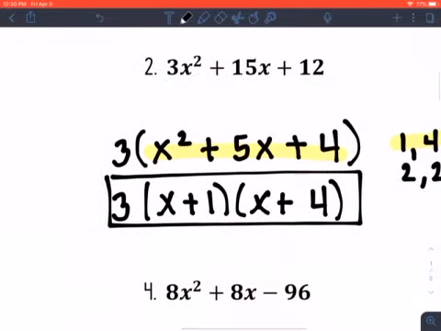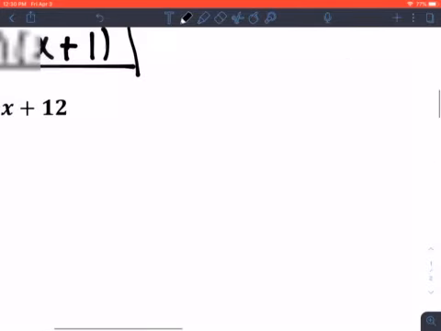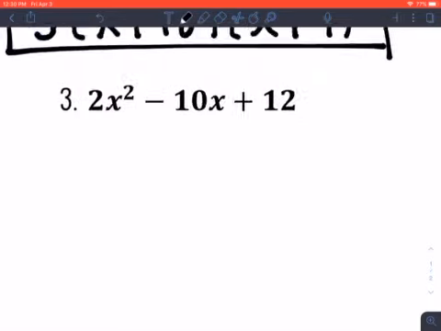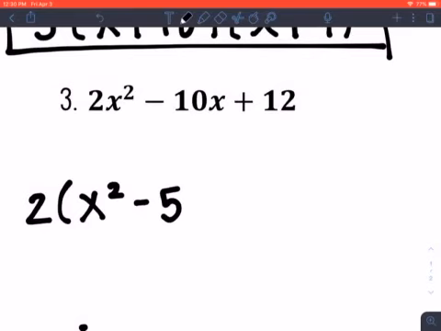Let's look at practice problem number 3. In practice problem number 3, we see that we're given 2x squared minus 10x plus 12. The first thing we want to do is we want to factor out the GCF. So the greatest common factor is going to be 2. What we're left with is x squared minus 5x plus 6.